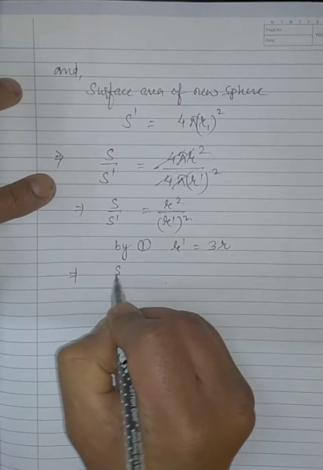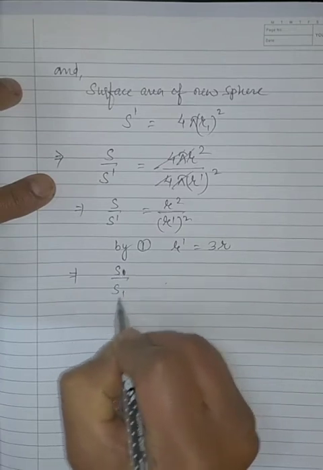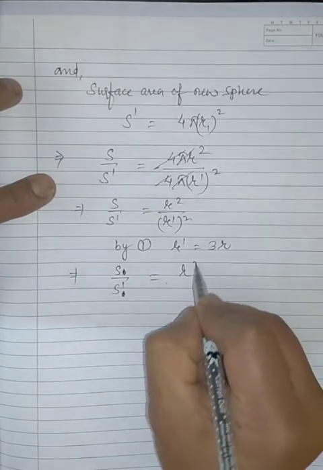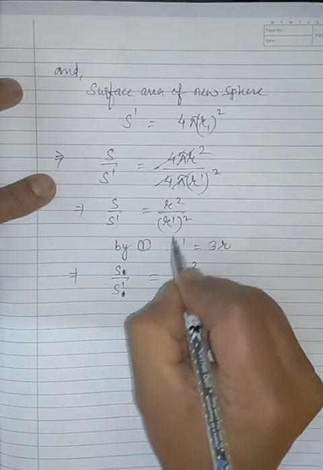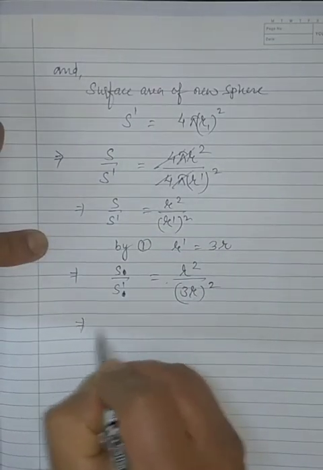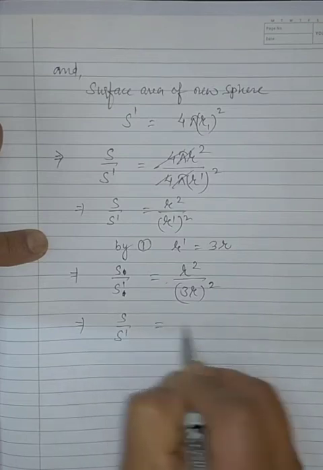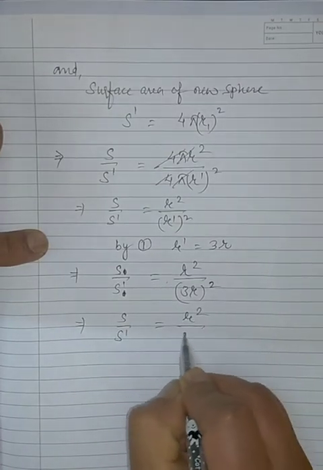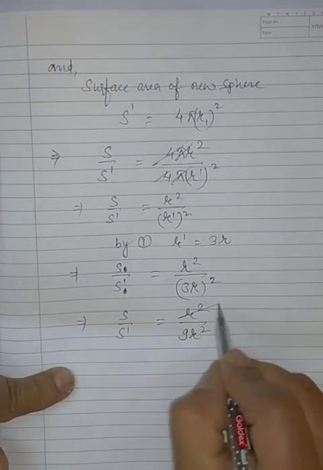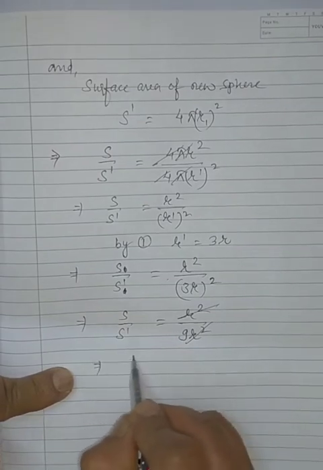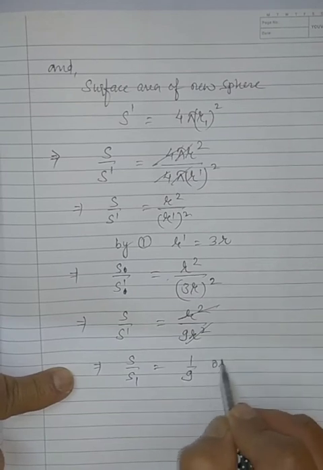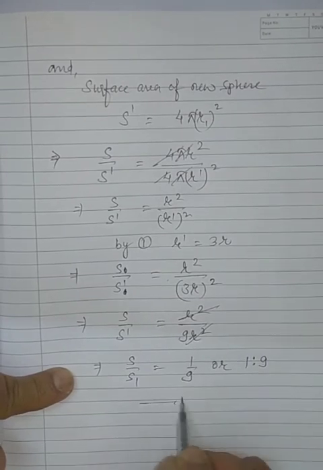That implies the ratio of surface areas S upon S dash is equal to r square upon, now replacing r dash as 3r whole square. That implies S upon S dash is equal to r square upon 9r square. So if we cancel these r squares, we get S upon S dash is equal to 1 upon 9, or we can say 1 is to 9.